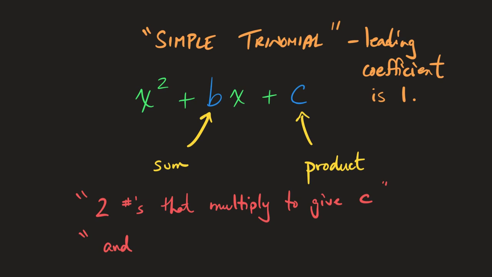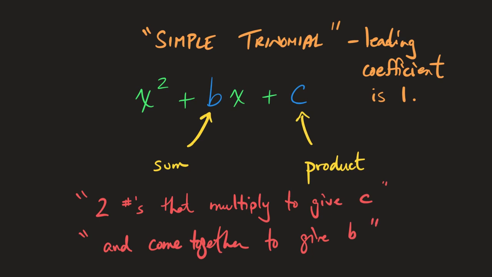Sometimes you'll hear people say two numbers that multiply to give C and add to give B. I don't think that's generally accurate because sometimes we're going to be subtracting them. So I tend to talk about two numbers that multiply to give C and come together, like collect, to give B. And there you go.